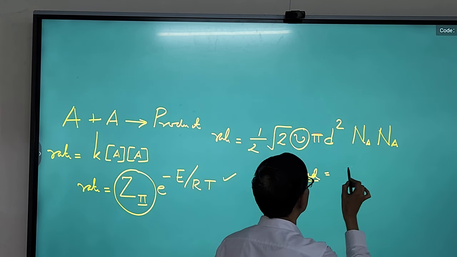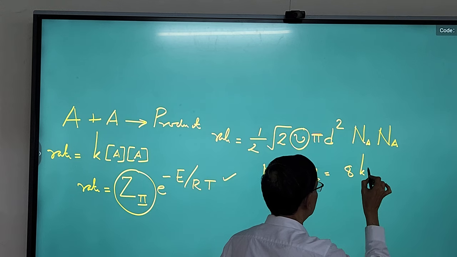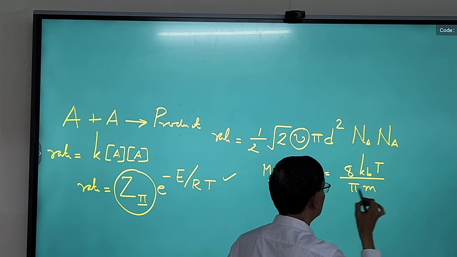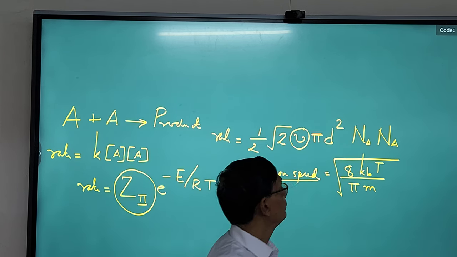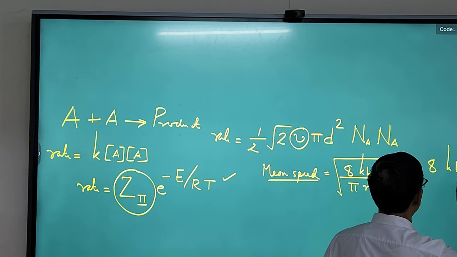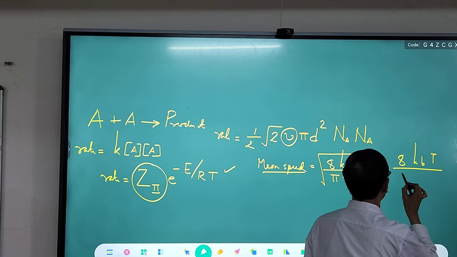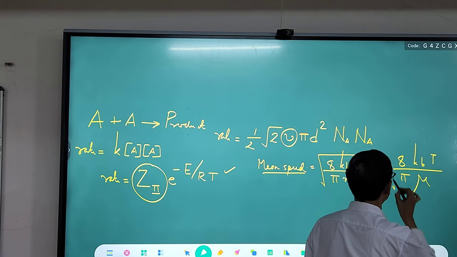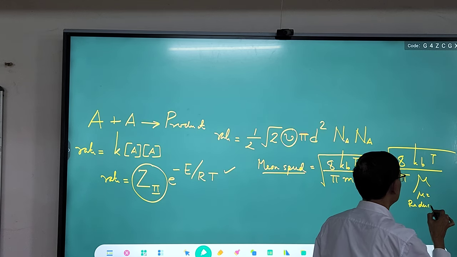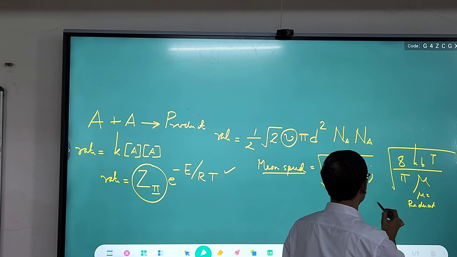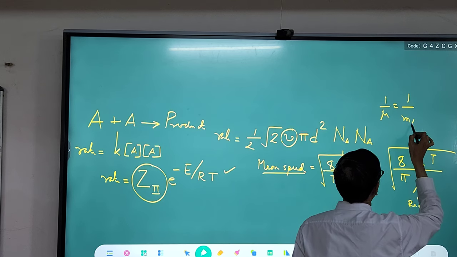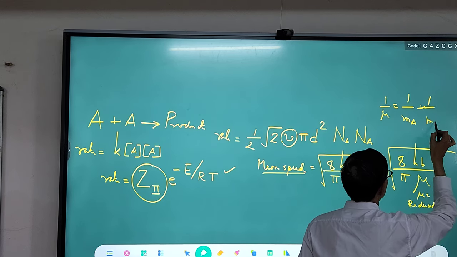This is under root of 8 kBT by pi m for similar molecules, and for dissimilar molecules, 8 kBT by pi mu. Mu is the reduced mass. Mu is equal to reduced mass. You know reduced mass? 1 by mu is equal to 1 upon m_A plus 1 upon m_B. But today I'll solve only the similar molecule, m_A and m_A.